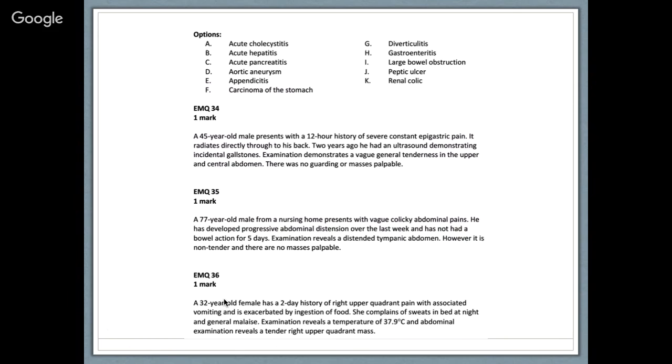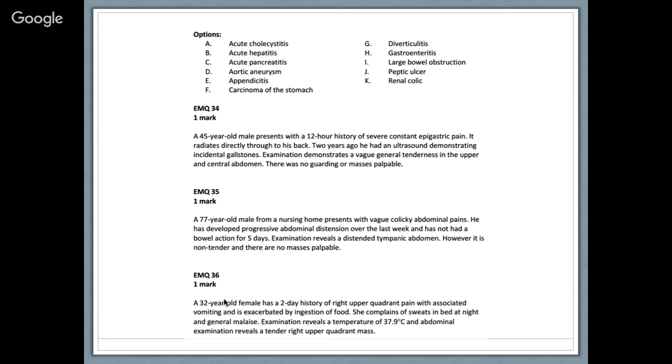Right, we'll start with the first question. The 45-year-old male with a 12-hour history of severe constant epigastric pain radiating to the back, an ultrasound showing gallstones. Anyone have any idea what the answer for this would be? Yeah, pancreatitis, exactly. And the gallstones is what gives it away. But the severe constant epigastric pain radiating to the back, pathognomonic for acute pancreatitis. Can be other things, but you're thinking more pancreatitis because of the gallstones. Are we okay with that one?